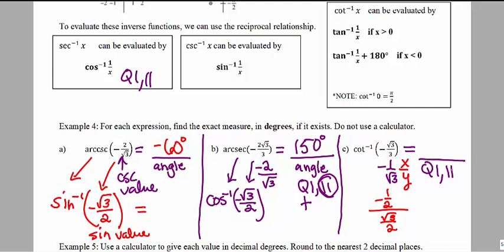We're looking in quadrant 2 because our value is negative. So what degree measure in quadrant 2 has an x value of negative 1/2 and a y value of square root of 3 divided by 2? And that would be our 60-degree family. But in quadrant 2, we're looking for 120 degrees.